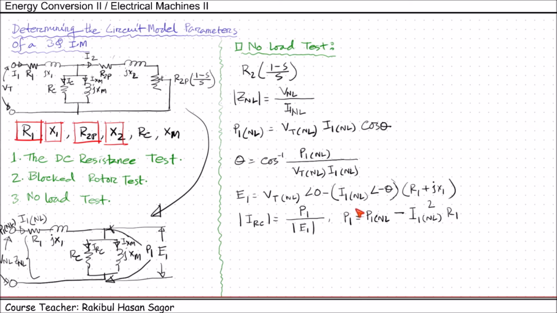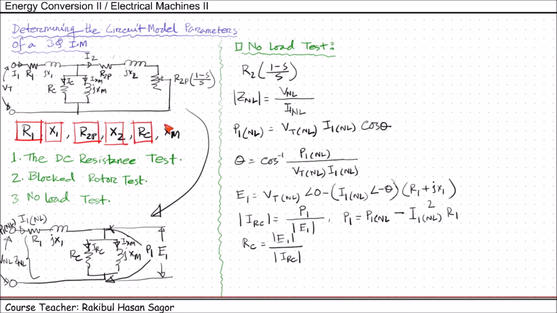So if we can get the value of P1, it's easy to get the value of IRC, that means the current through this resistance. Once we get the value of IRC, we can get the value of RC, which is equal to E1 divided by the magnitude of IRC. Here we know the value of E1 from this equation, and we know the value of IRC from this equation. So RC is found out.